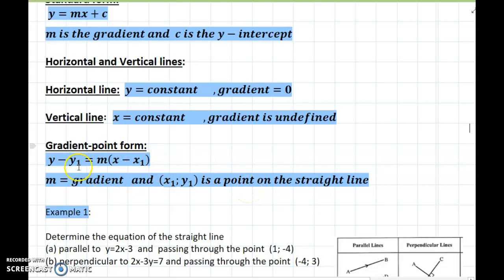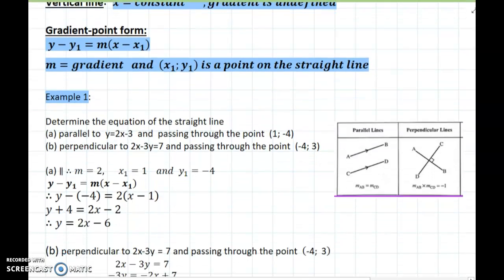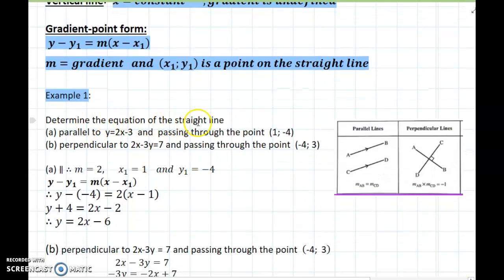So let's see how this works. Now, first example: it says determine the equation of the straight line parallel to y equals 2x minus 3 and passing through the point (1; -4). So the line we're looking for is parallel to that line and passing through the point (1; -4). Let's remind ourselves about parallel lines. The moment the lines are parallel, we know that they have exactly the same gradient.